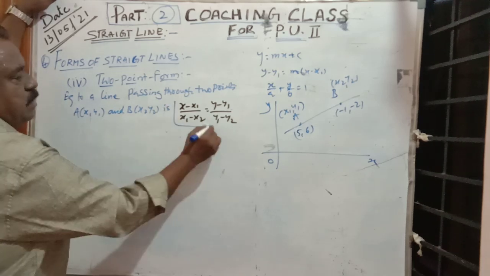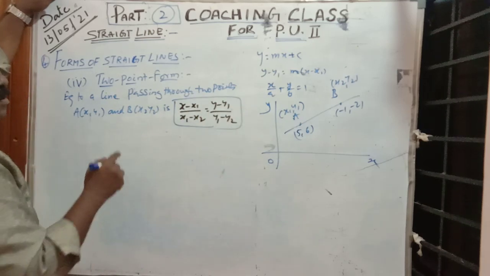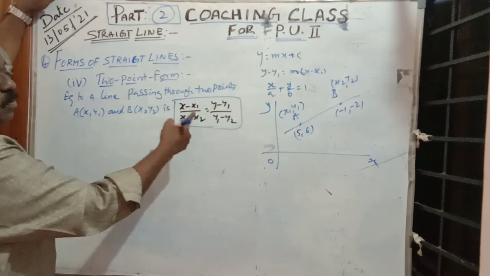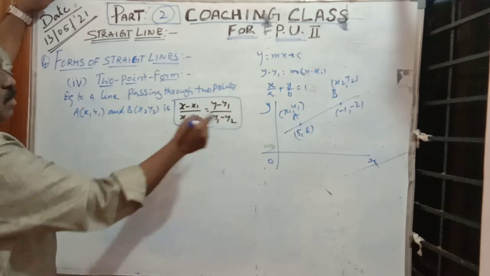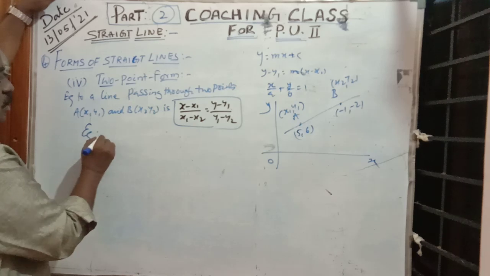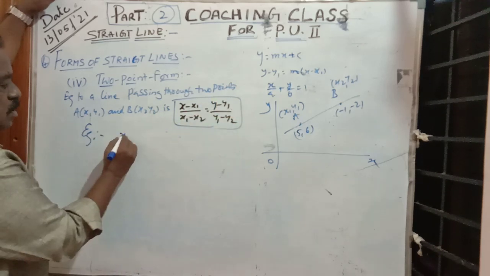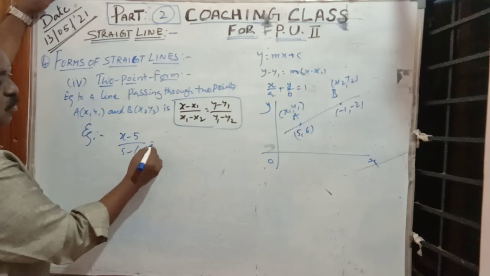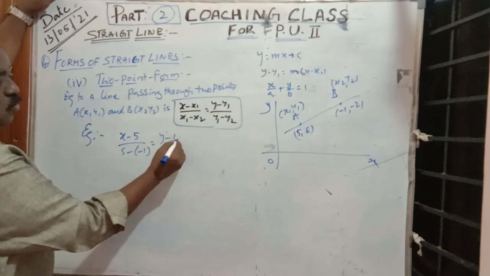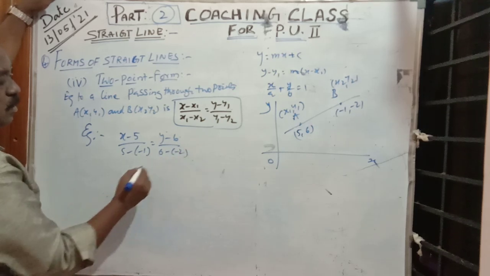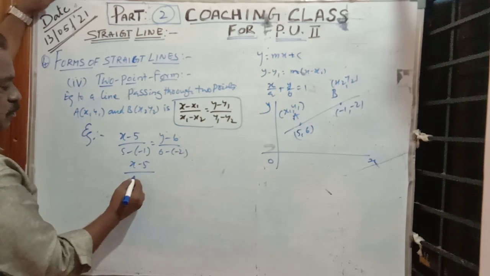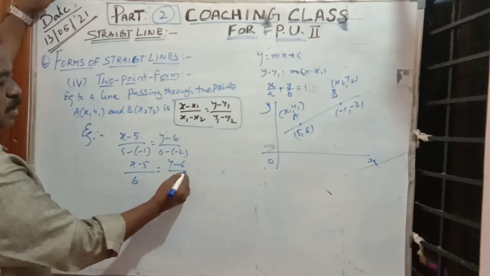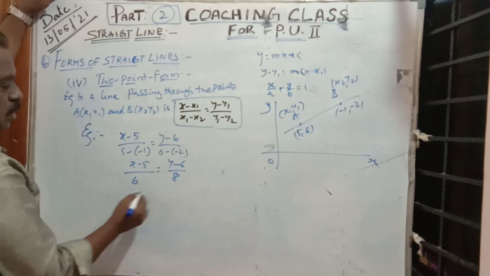This is the formula, the equation of the line passing through 2 points: x minus x1 by x1 minus x2 is equal to y minus y1 by y1 minus y2. Taking that example, it is x minus 5 by 5 minus of minus 1, equal to y minus 6 by 6 minus of minus 2. That is x minus 5 by 5 plus 1, which is 6, and y minus 6 by 6 plus 2, which is 8.